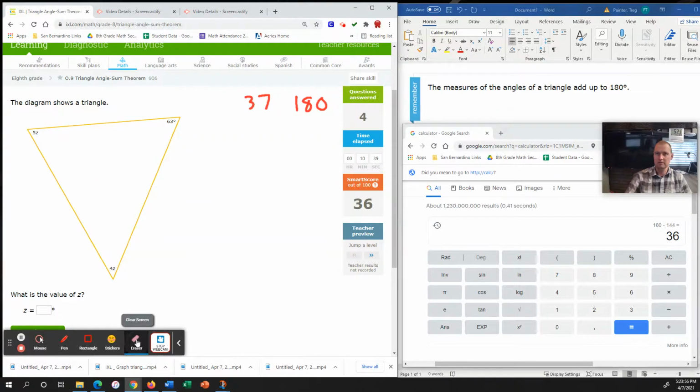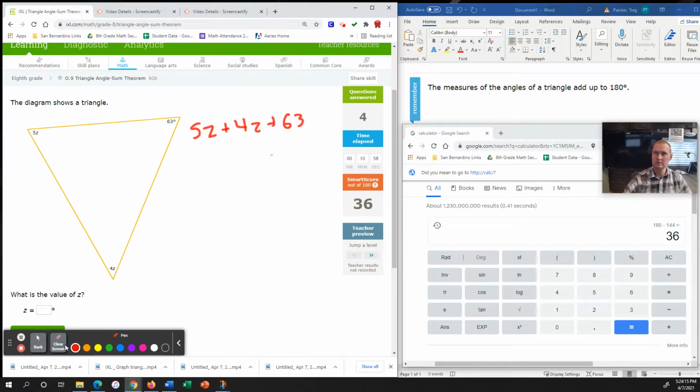All right, so it continues. Okay, next we got, we can start with 4z and 5z. So we can do 5z plus 4z plus 63 equals 180. So 5z plus 4z is going to give us a total of 9z plus 63 equals 180.